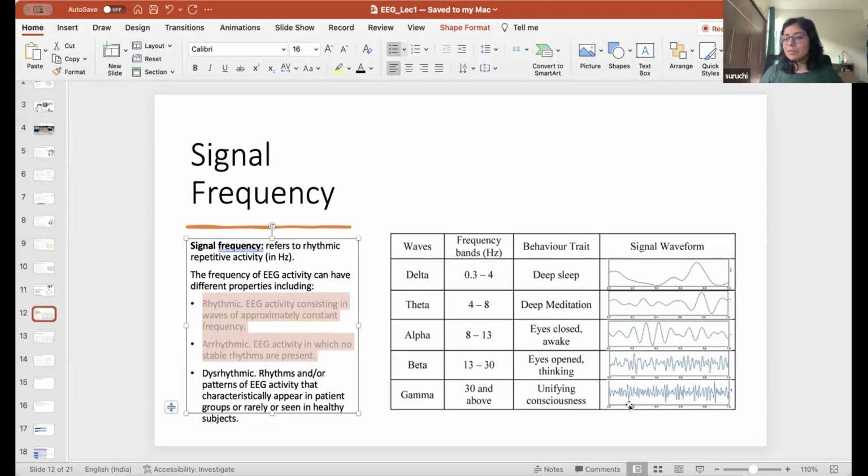It happens, people say, when someone is solving a difficult math problem, and just at the moment they solve it, they will see bursts of high frequency waves called gamma. But most people are not able to sustain it.